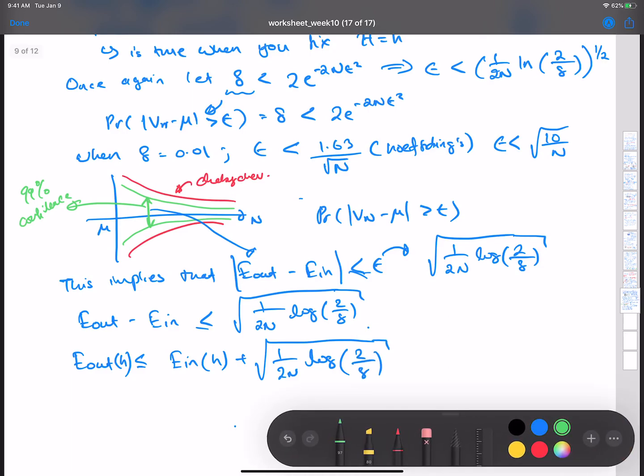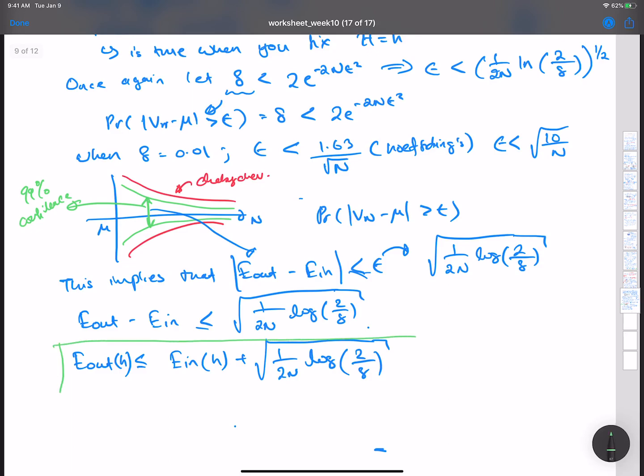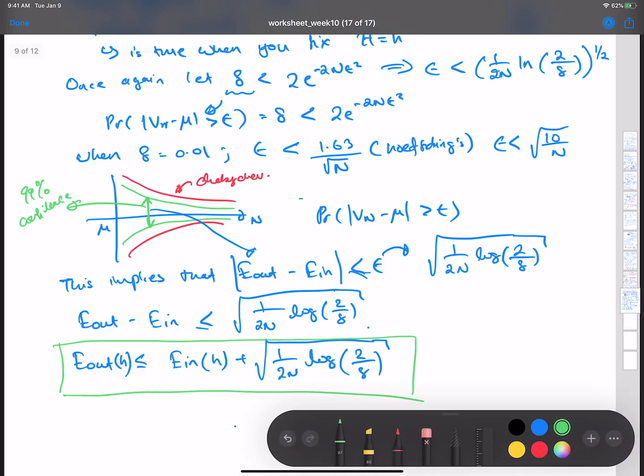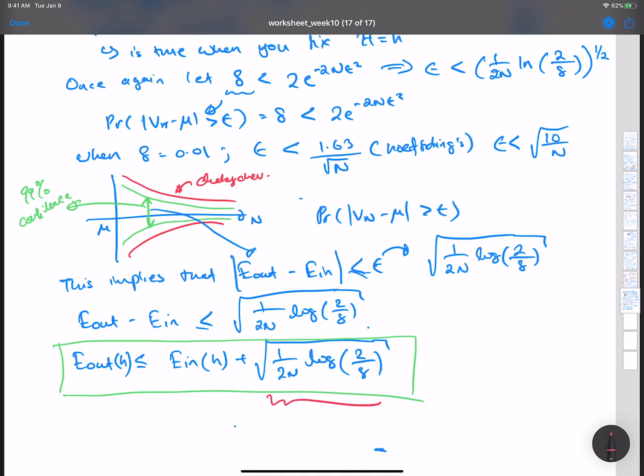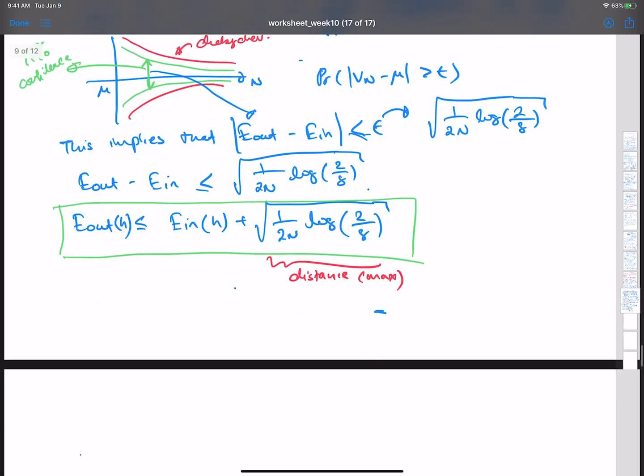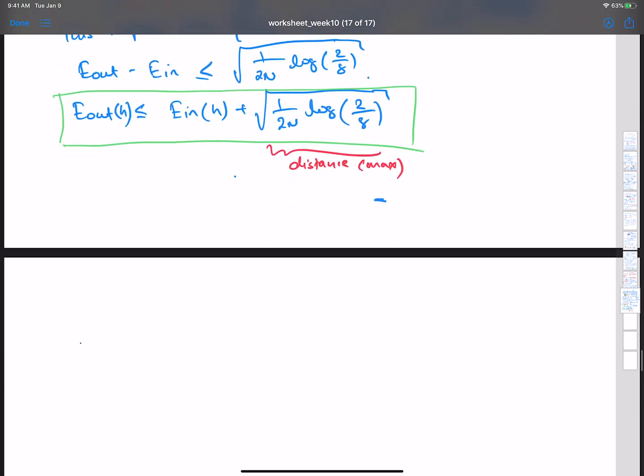So this is a nice result because it tells you exactly the distance: if you have the in-sample error and the out-of-sample error, this is the distance between them at maximum, right? This is sort of an upper bound. But like I said, you have to fix the hypothesis, and this is not the case because we change the hypothesis based on the training set, right?